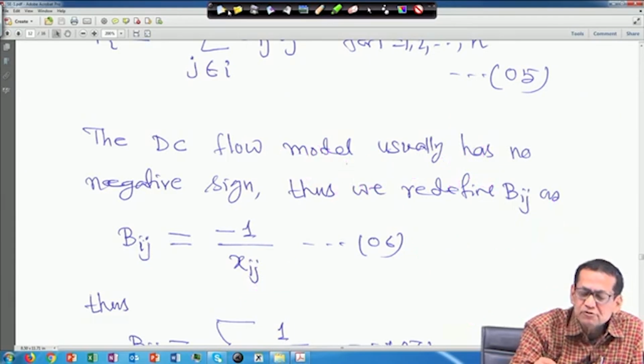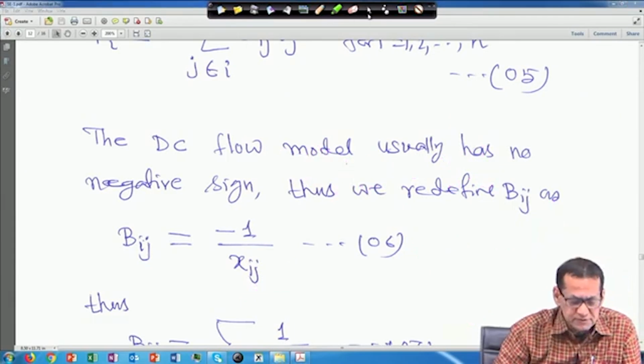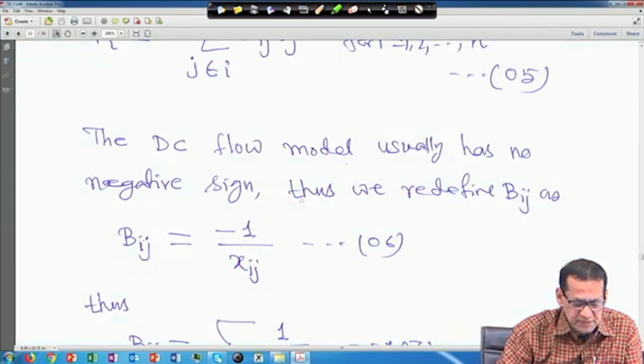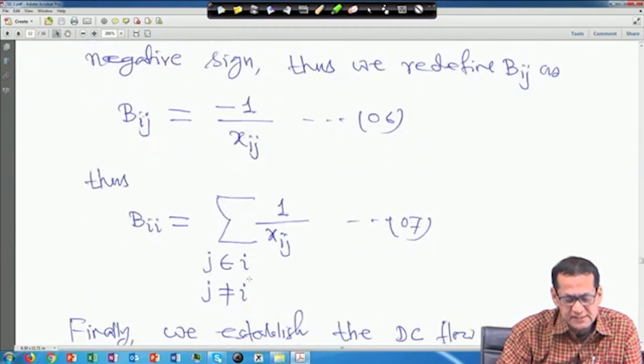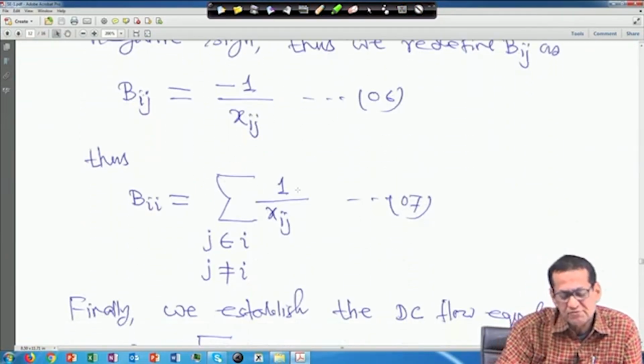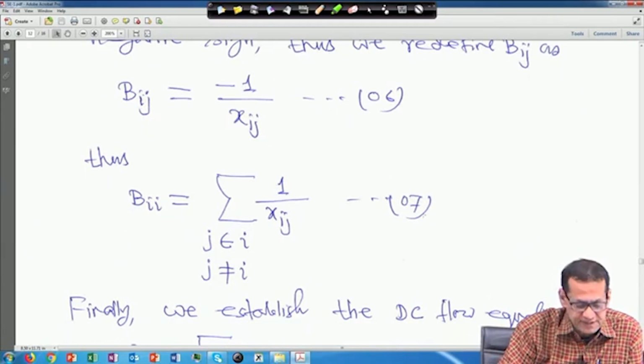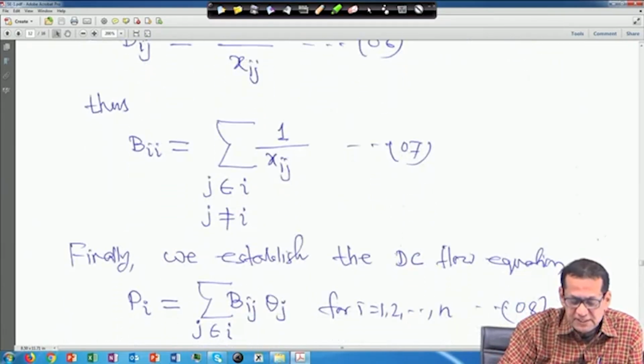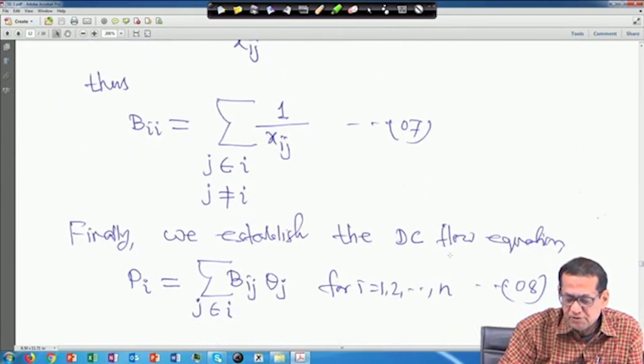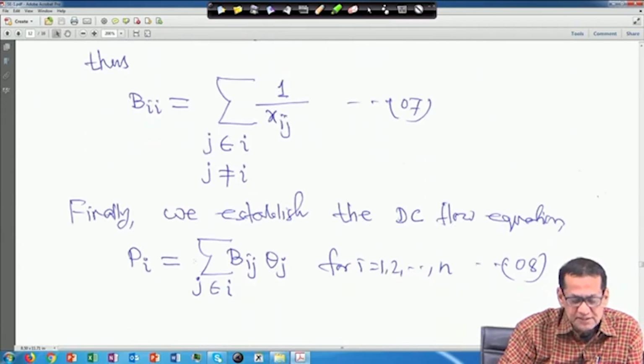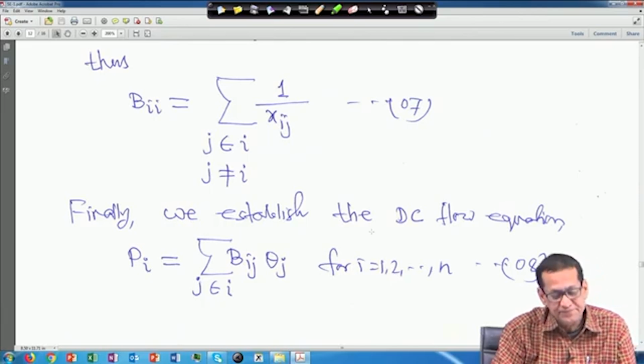So, if you do so, then you can make it that B_ii will be just sigma j belongs to i, j not equal to i, 1 upon x_ij, this is equation 7. Finally, we establish that the DC flow equation will be P_i is equal to sigma j belongs to i B_ij theta_ij for i equal to 1 to n.